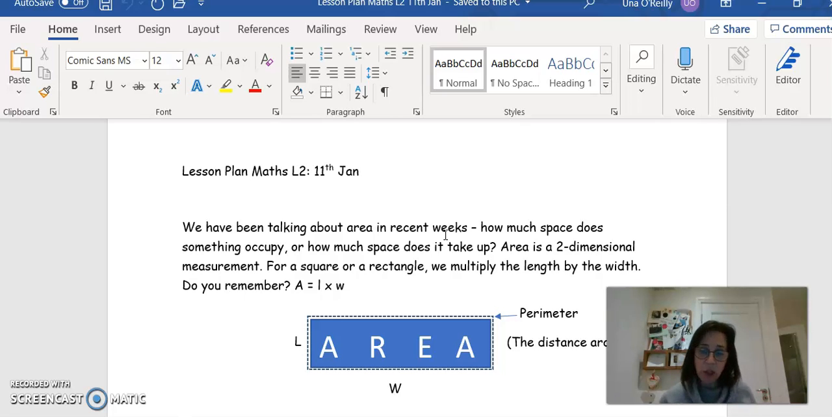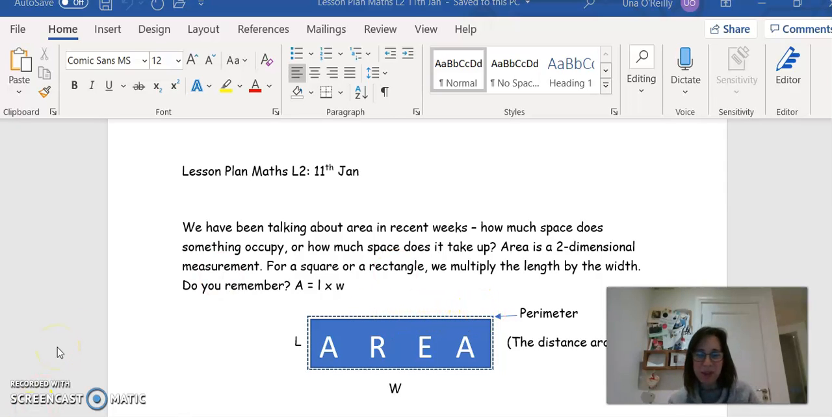Area is a two-dimensional measurement. If you remember, two dimensions means it's got length and width, or width and length, it doesn't matter which way you do it. We calculate area by saying area is equal to length by width. There's a little picture of it here. The blue part is the space that this rectangle occupies, so that's the area. The perimeter is the distance around the rectangle.